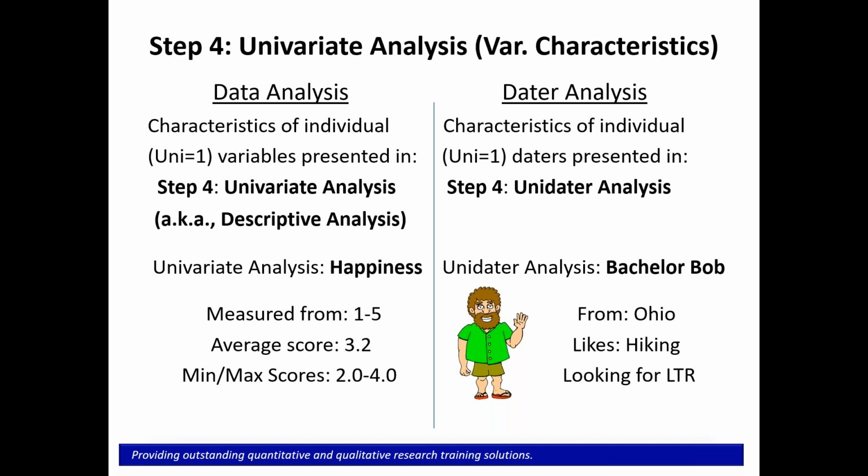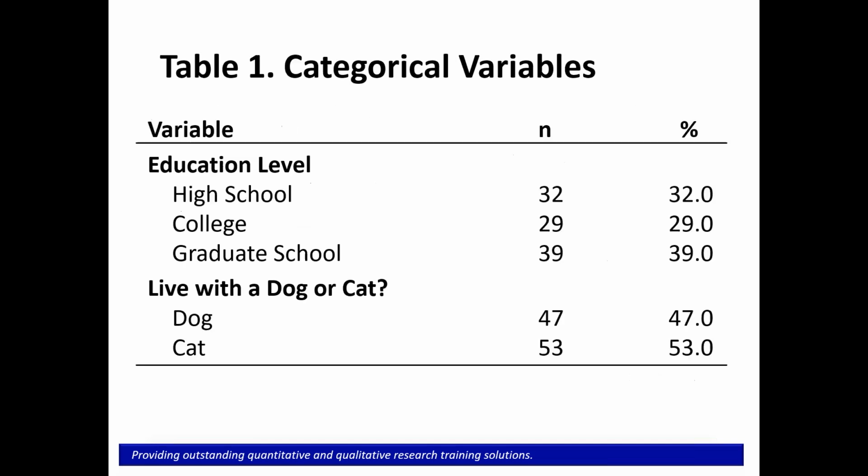Now on the right, you'll notice that the Bachelorette show starts off exactly like data analysis starts off. The very first show, the people are describing themselves. What's the characteristic of each person? What's the characteristic of the Bachelorette? Each contestant. They're talking about who they are, where they came from, right? So uni data analysis, uni meaning one data. So this fellow Bachelor Bob, he's from Ohio, he likes hiking, he's looking for an LTR, a long-term relationship, or that's what he told the producers anyway.